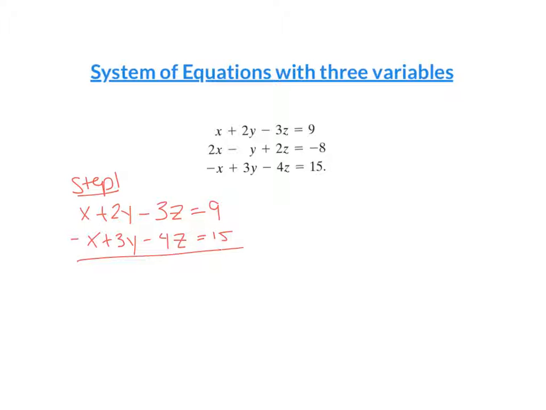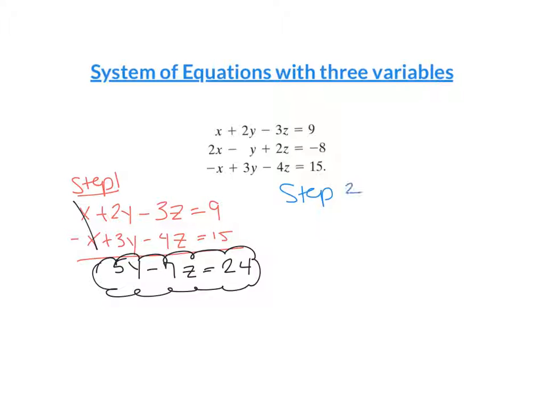Okay, so now what I'm going to do is I'm going to combine these equations where the x's cancel. I end up getting 5y minus 7z equals 24. This is called a key equation because I'm going to use it again. Now in step 2, I'm going to do exactly the same thing, canceling out the exact same variable. It's very important that in step 2 you cancel out the same variable.